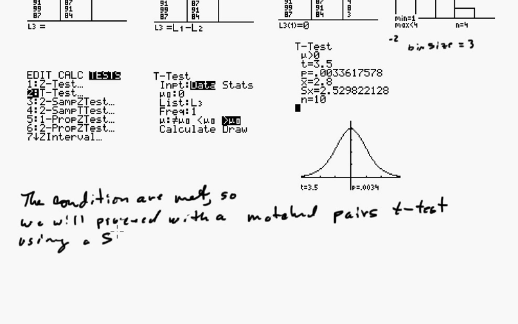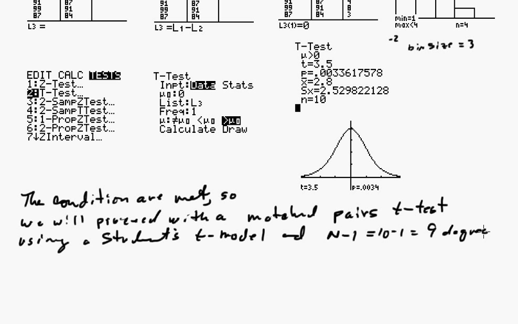using a student's T model. And so n minus 1, so 10 minus 1, 9 degrees of freedom.